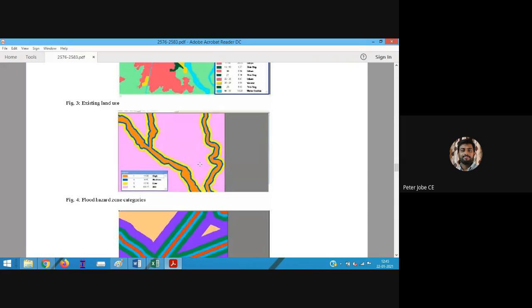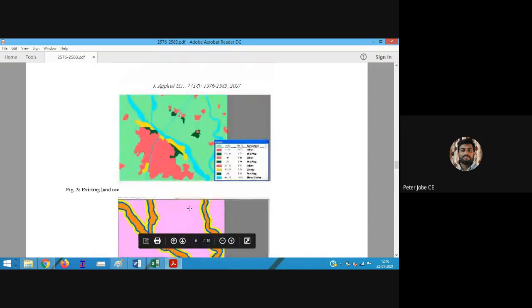Sorry about that. So in figure 4, what we can see is how they have categorized all these flood hazard zones. Those areas lying close to the river, they have categorized in zone 1, and relatively as we move away from the river bank, these areas will be differently categorized. So this is how they have prepared the flood hazard map.